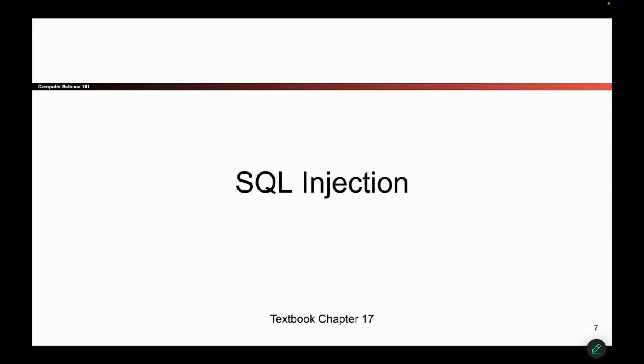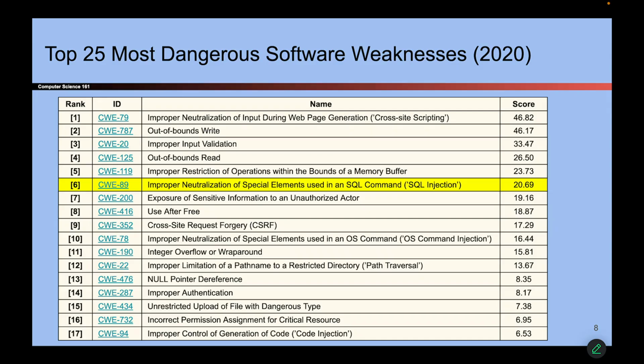OK, SQL injection. This is also always in the top 20 software weaknesses. So I guess as of 2020, it was number 6. But basically, every year, it bounces around the top 10. So this is one we should look at.